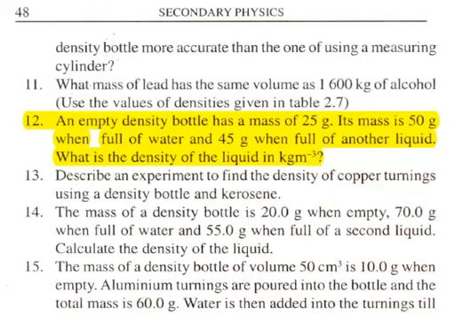We are told that an empty density bottle has a mass of 25 grams. Its mass is 50 grams when full of water and 45 grams when full of another liquid. What is the density of the liquid in kilograms per meters cubed?